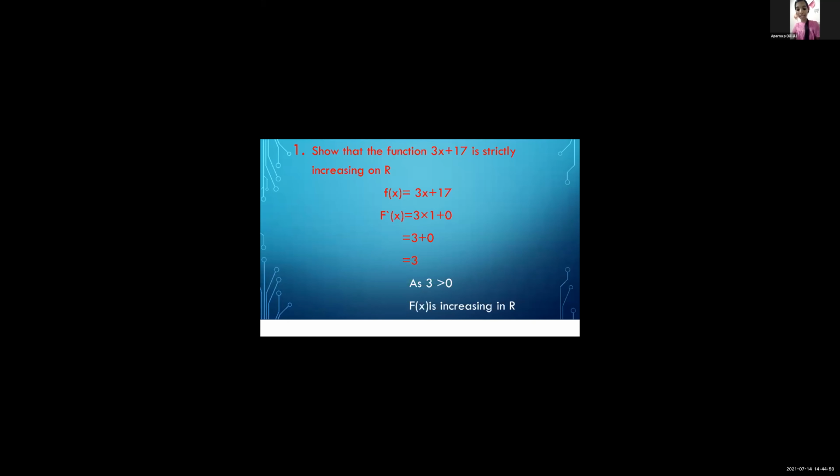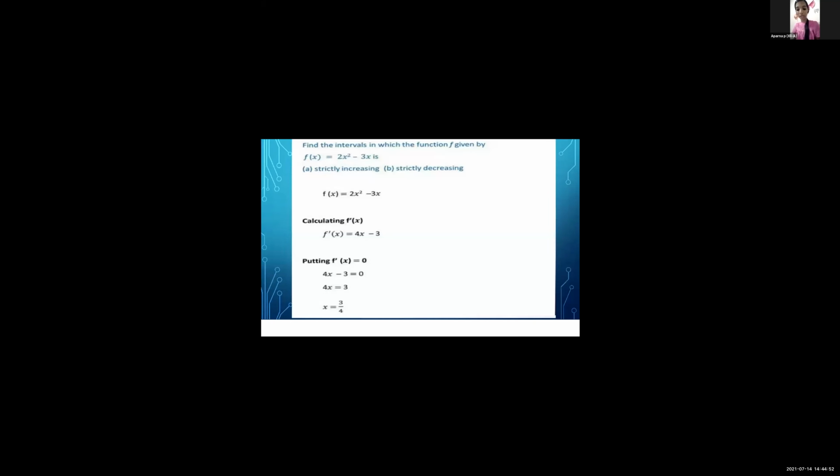Now let's do one more problem. Find the intervals in which the function f given by f of x is equal to 2x square minus 3x is increasing or decreasing. In this also, it is the same procedure. That is, f of x is equal to 2x square minus 3x. So a function is given. Now we have to find the derivative of that particular function, f dash of x.